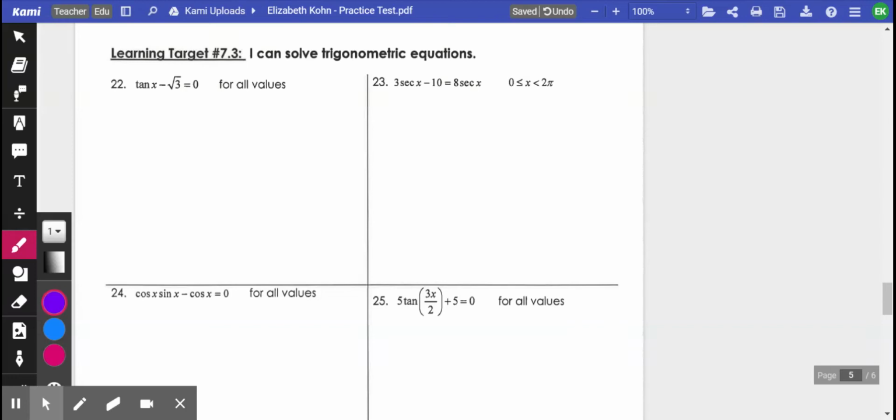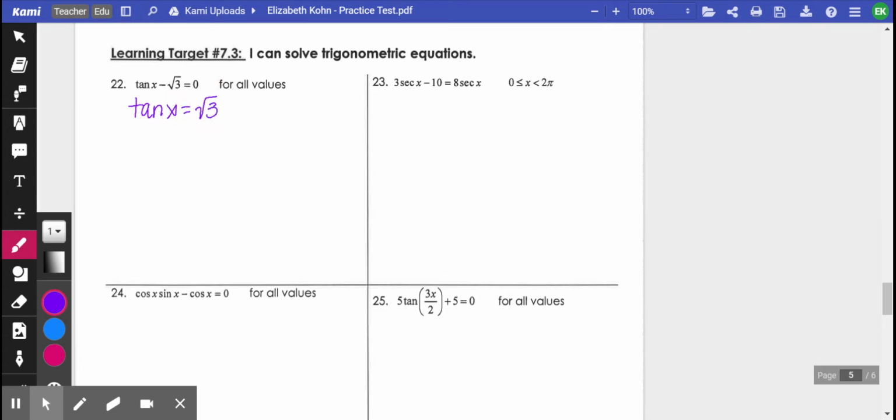I want to work through solving some trig equations here. I want to show a couple different ways what we're looking for, how we're getting there. So I'm going to do 22 and 23 here on this review, okay? On 22, the first thing we want to do is start by getting the tangent x by itself. I'm going to do that by adding the square root of 3 to the other side.